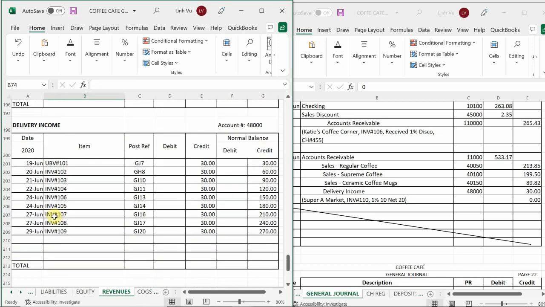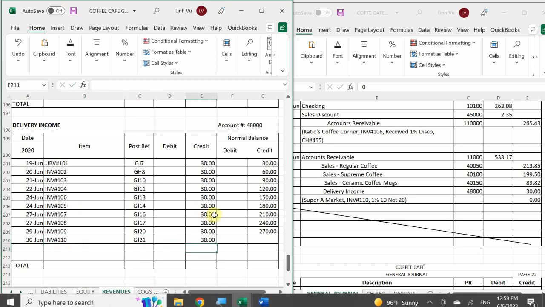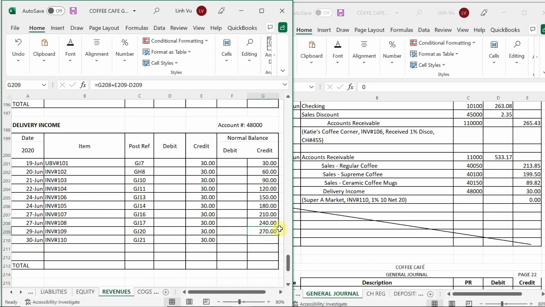And of course, last but not least, we also charge a delivery charge here. So we need to increase our delivery income for invoice number 110, which should increase this by $30, giving us a grand total of $300 worth of delivery income. So we finished the journal, we finished the ledger.